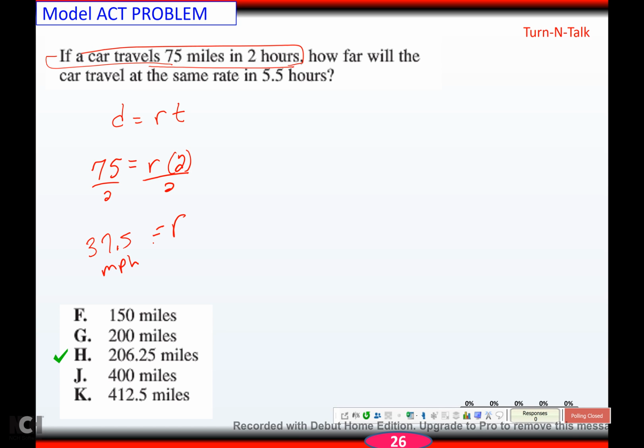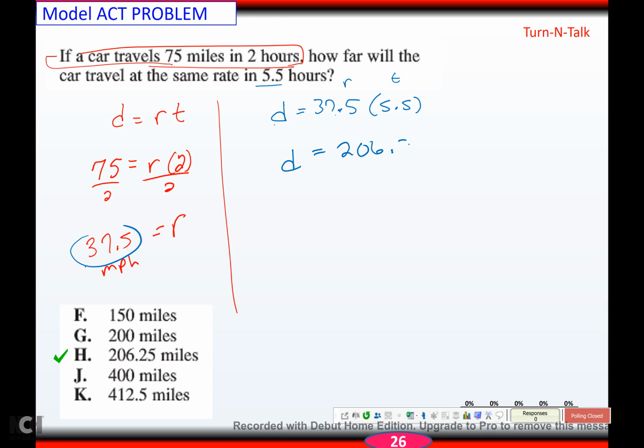So now they give me a different scenario and say, how far, that's distance, will the car travel at the same rate, which is 37.5, in 5.5 hours? So distance equals rate times time. My rate stayed the same as over here, and my time changed. So you multiply those out, and you get the distance is 206.25 miles. Okay?